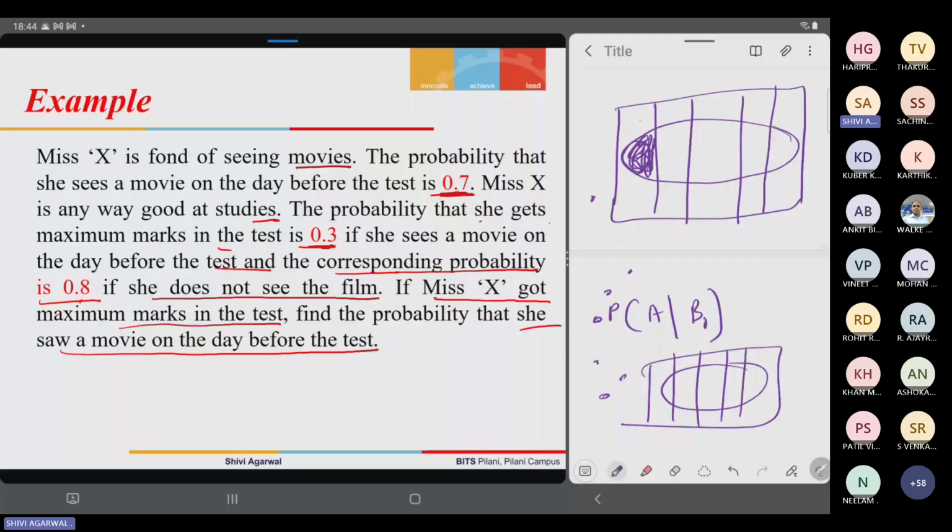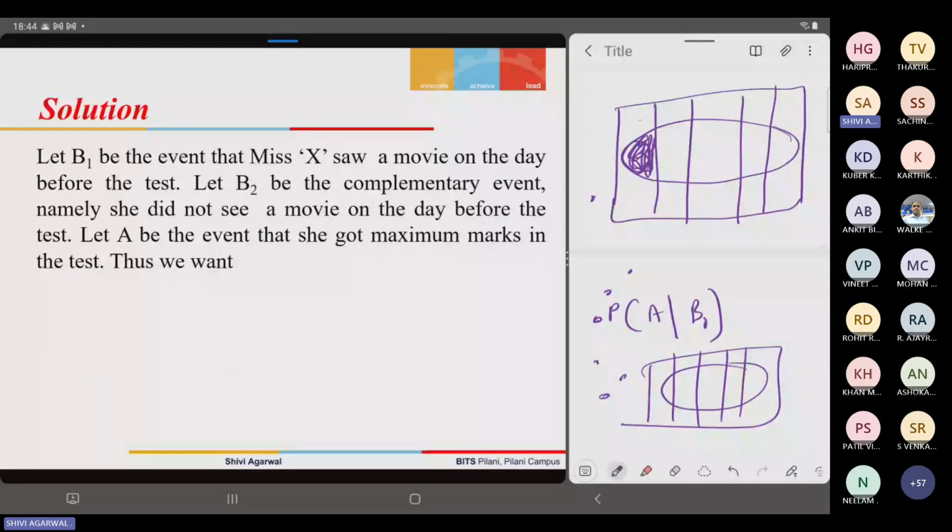But now we are trying to find out this opposite probability, that we have already mentioned that she got the maximum marks. Now we explain the probability that she saw a movie on the day before the test. So that's why we are using the Bayes theorem. So now firstly we define the events properly. Let B1 be the event that Miss X saw the movie on the day before the test, and B2 be the complementary event that she didn't see the movie on the day before the exam.